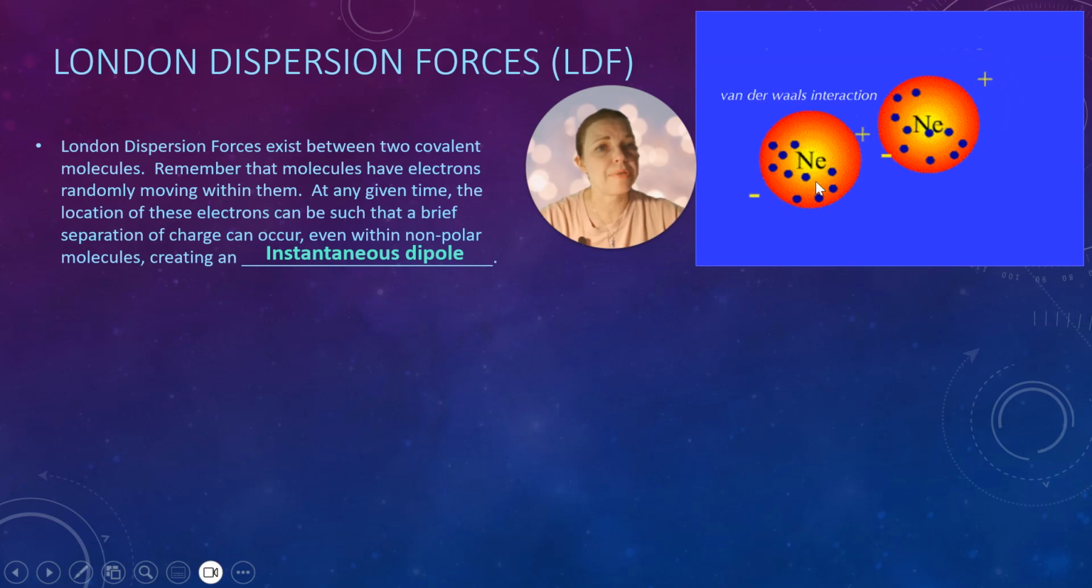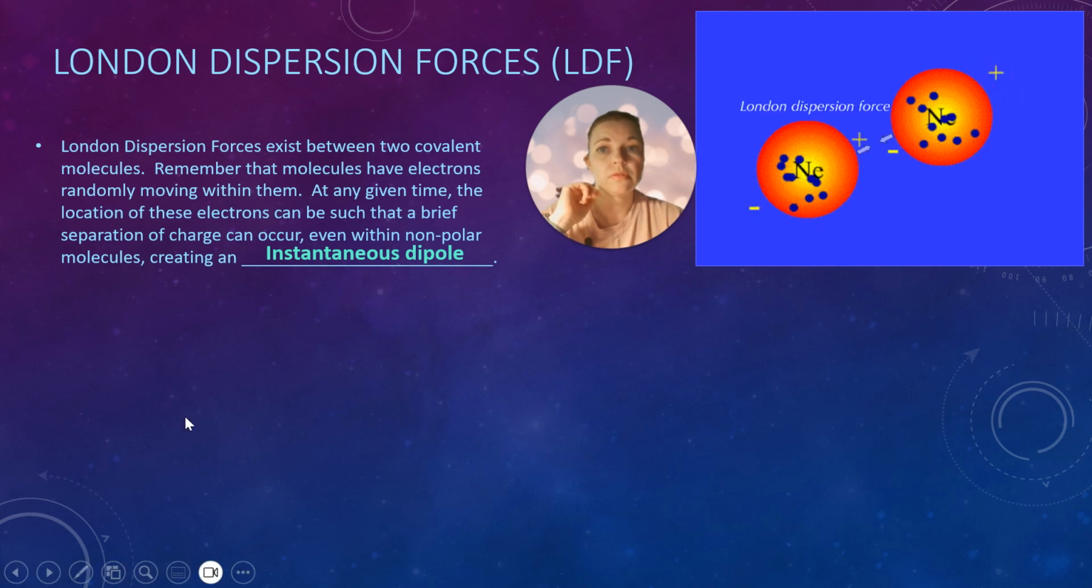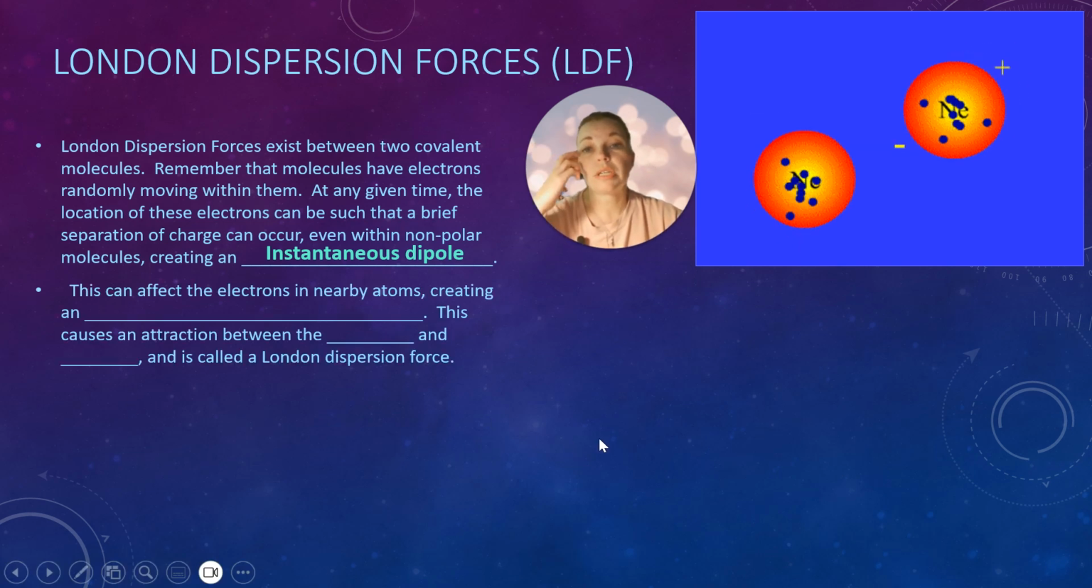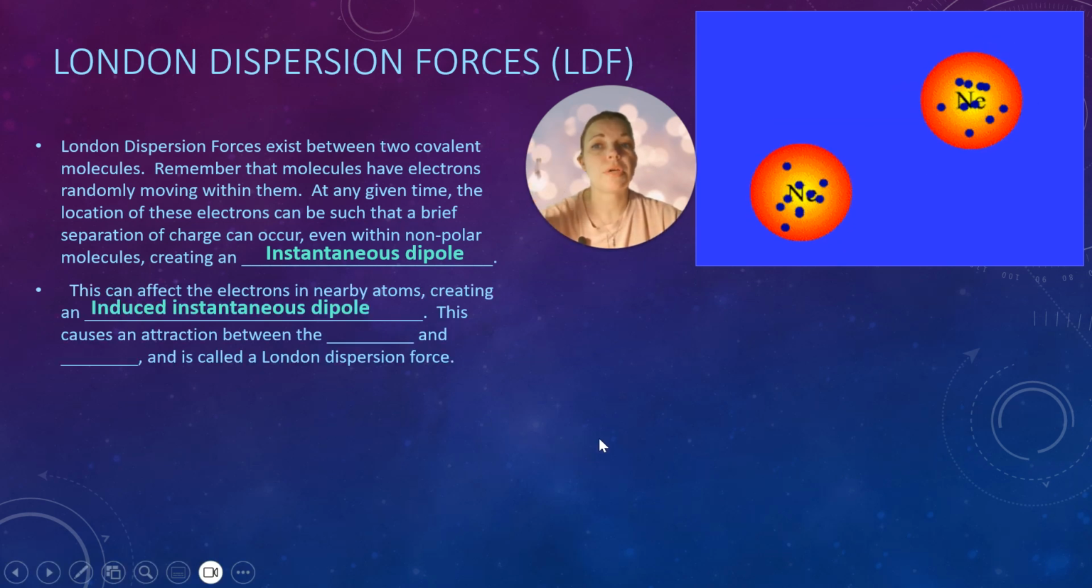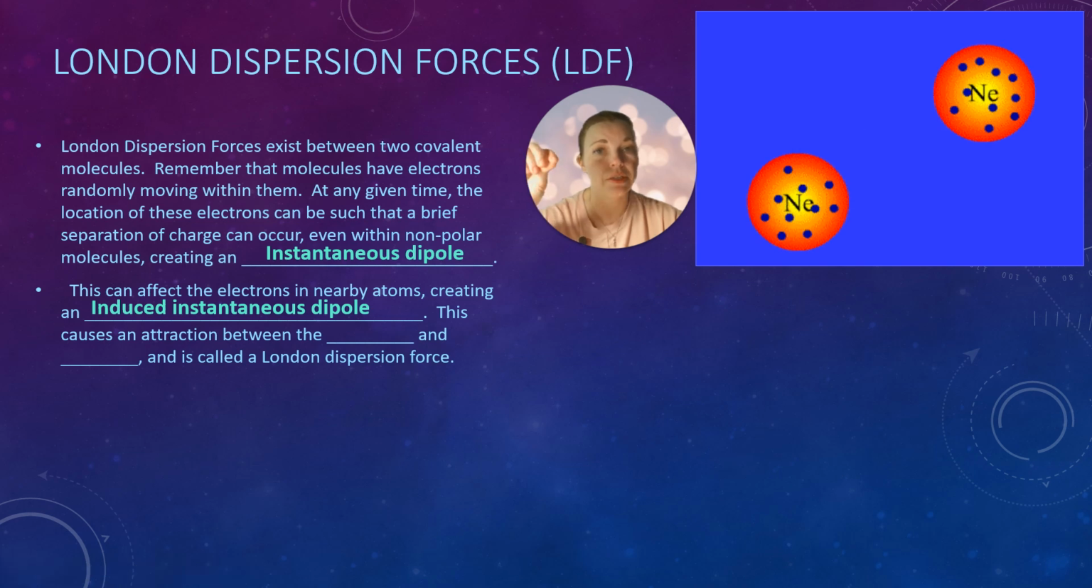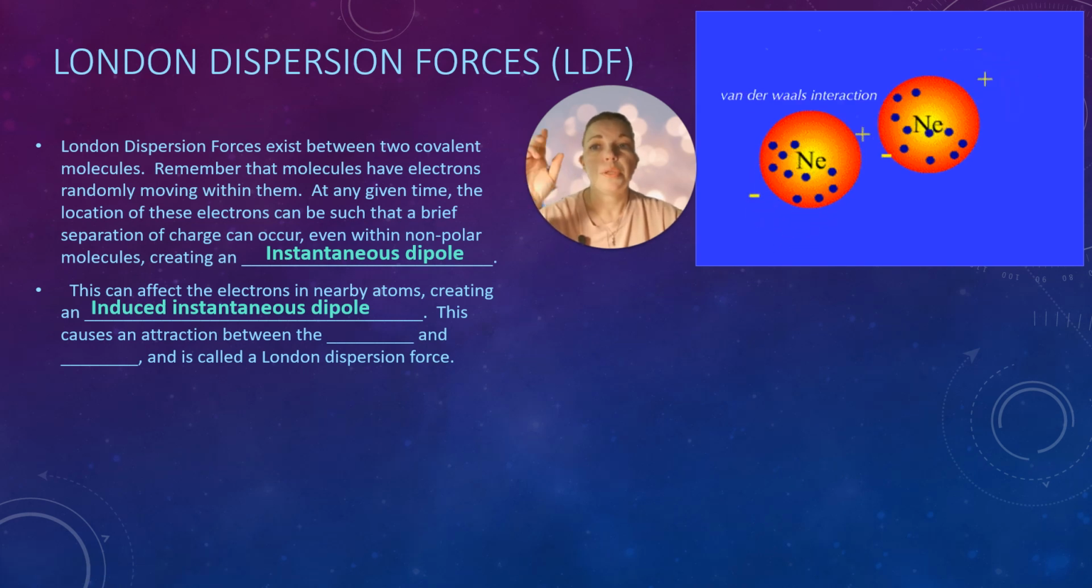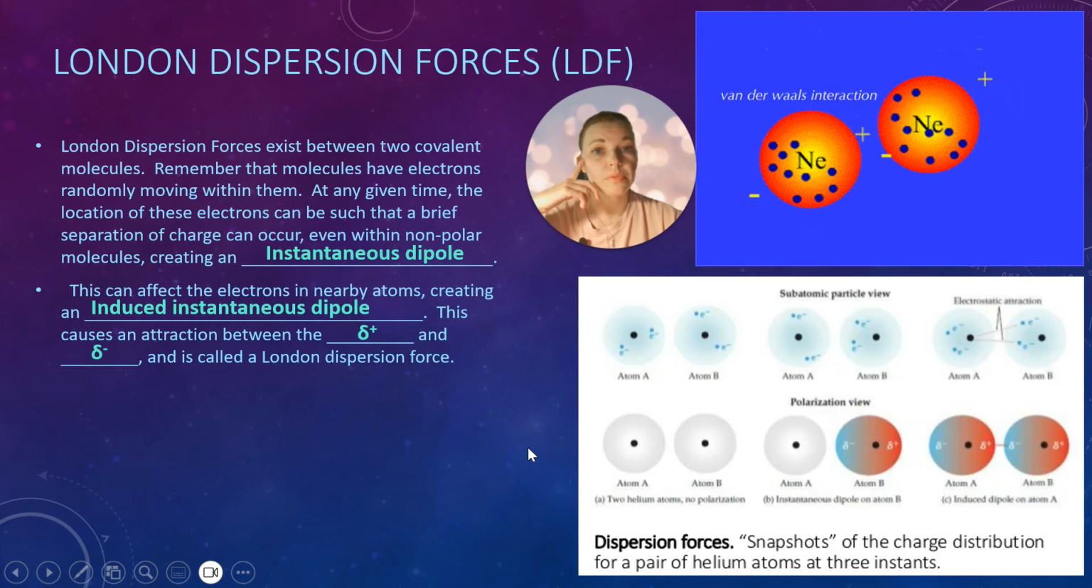Now, as soon as this happens, it unhappens, right? So again, the electrons are in constant motion. So as soon as one forms, it's going to impact the atom next to it, and then it's going to change again, okay? So this can affect electrons in nearby atoms, which we just talked about, creating what we call an induced instantaneous dipole. This causes an attraction between the partial positive and the partial negative, and that's what we call the London Dispersion Force.